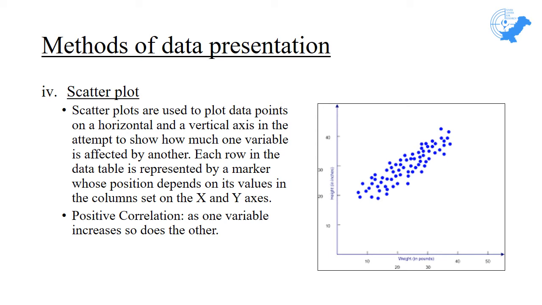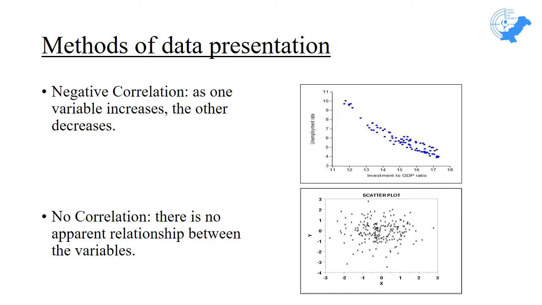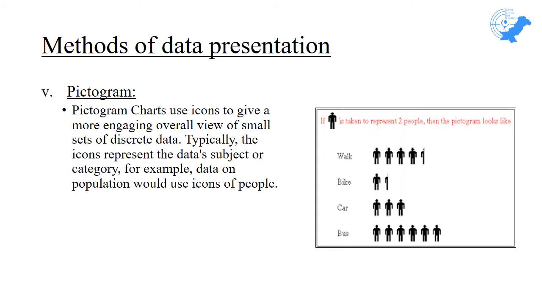Here is a picture of the positive correlation, in which as one variable increases, so does the other. In the negative correlation, as one variable increases, the other decreases. The first picture represents that, and the last picture on the slide represents no correlation. There is no apparent relationship between the variables.